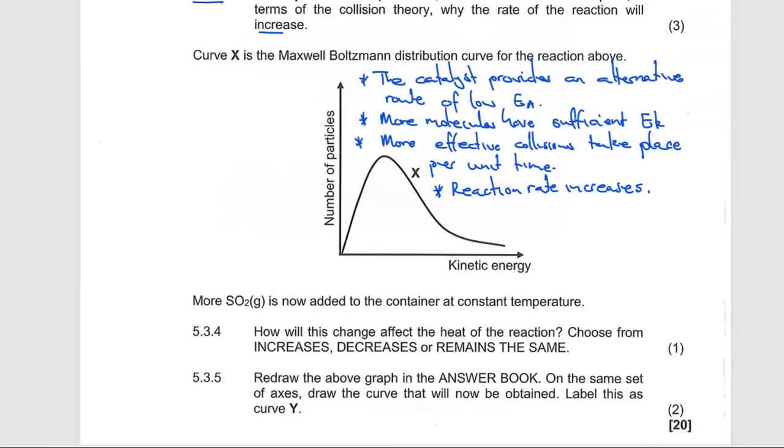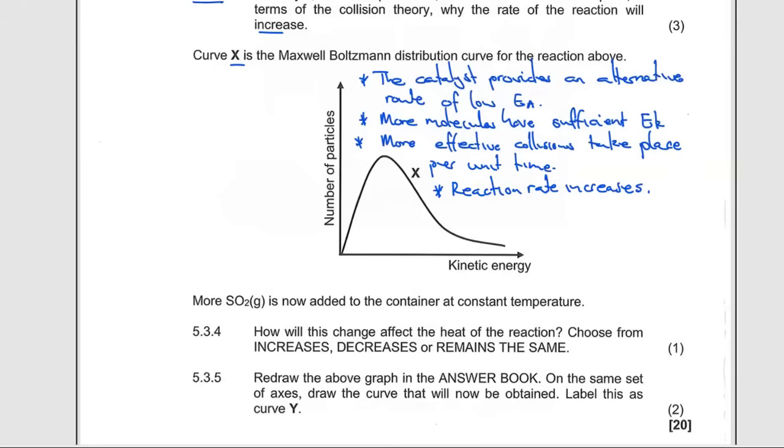Curve X is the Maxwell-Boltzmann distribution curve for the reaction above, right? So we were having a catalyst there. Then after that, more SO2 is now added to the container at constant temperature. So now we're increasing the concentration at constant temperature. How will this change affect the heat of reaction? So your delta H there, how is it going to be affected?